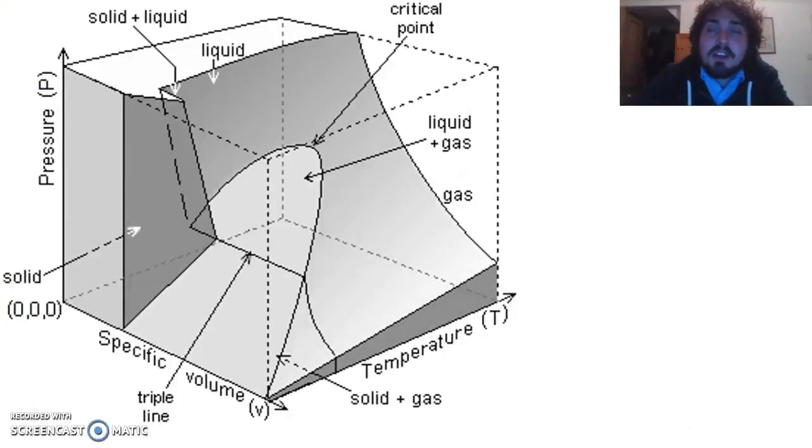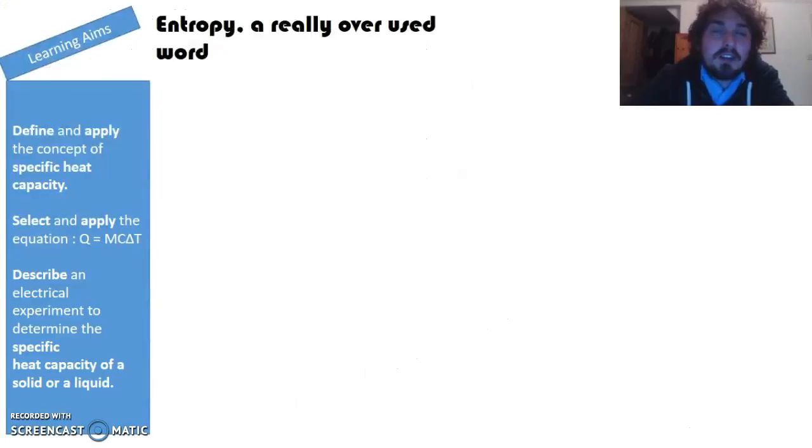Okay, so this is the thermal behaviour bit, and today we're going to be working on defining and applying the concept of specific heat capacity, selecting and applying the equation Q equals mc delta T, and describing an electrical experiment to determine the specific heat capacity of a solid or a liquid.